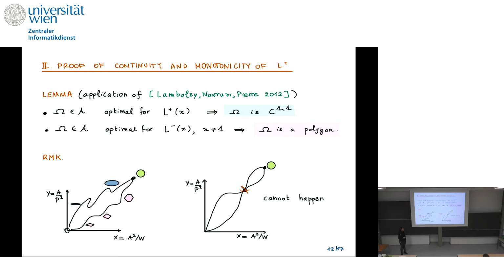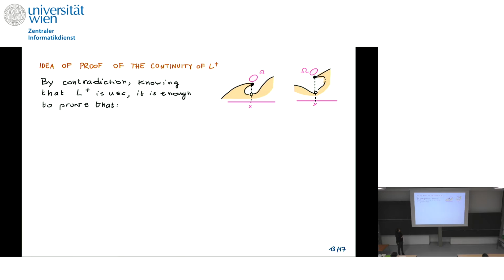And another remark is that the two curves cannot intersect. So the two graphs cannot intersect because we don't have C11 shapes and polygons that have common shapes. Okay, so keep in mind that L plus is associated to C11 shapes. How do we prove the continuity of L plus?